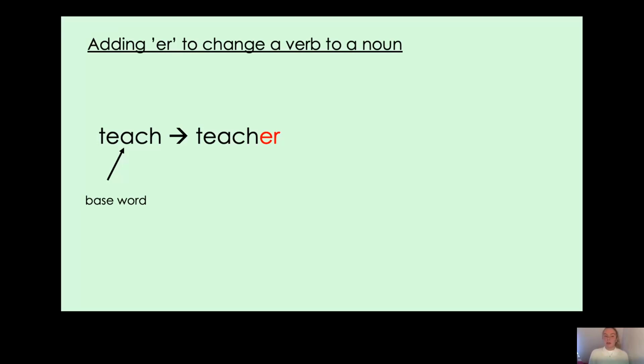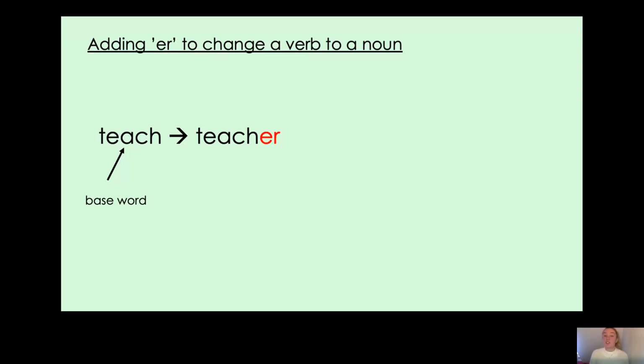So here we have the verb to teach, okay? That's what I do, I teach. And teach, which is a verb, is our base word. So it's the word that we start with before we add our suffix. Now, if you see there, I've then got an arrow to the next word. Now, this is my noun where I've added the suffix er to the end.